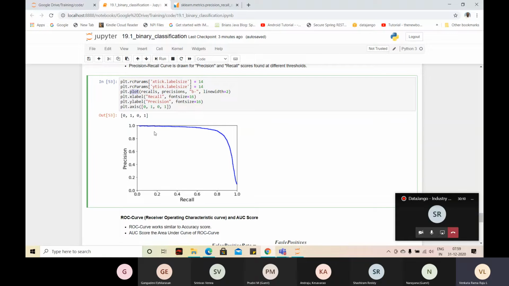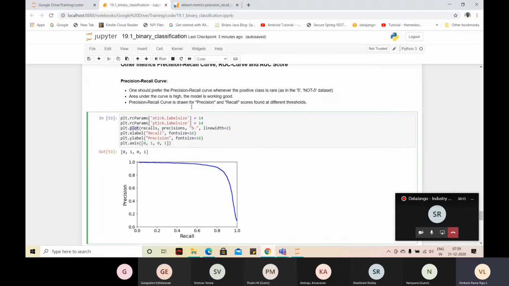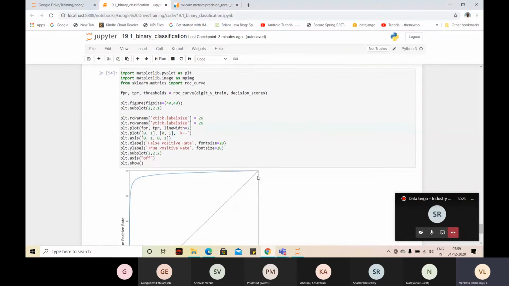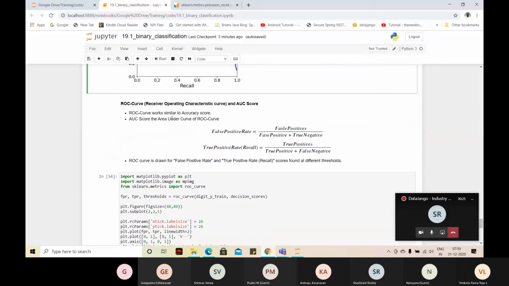Okay, the area under the curve should be high. The precision recall curve should be drawn when the data set is imbalanced. When the data set is balanced, you can do a ROC curve, which we call the receiver operating characteristic curve. And there is a method called the AUC score.